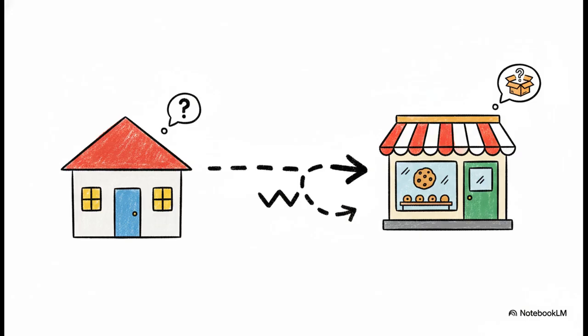Let's make this even simpler with an analogy. Imagine your computer or your phone is the client. That's your house. The website you want to visit? That's stored on a server. Think of it as a shop. So to get anything from that shop, your house has to send it an order.